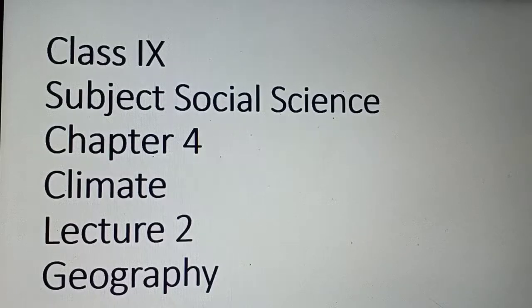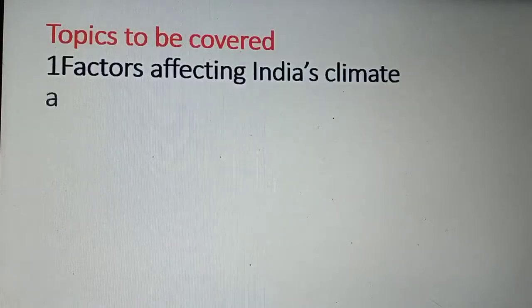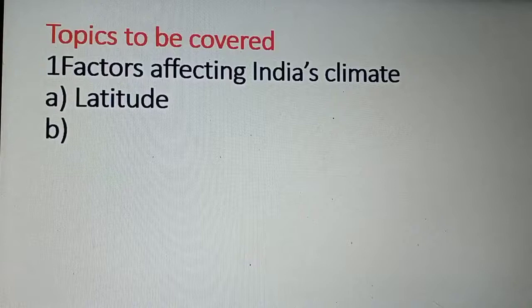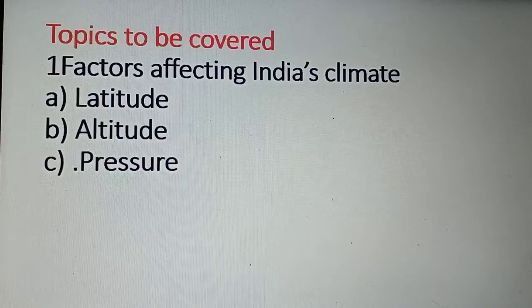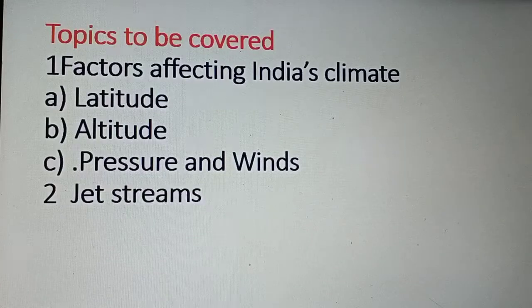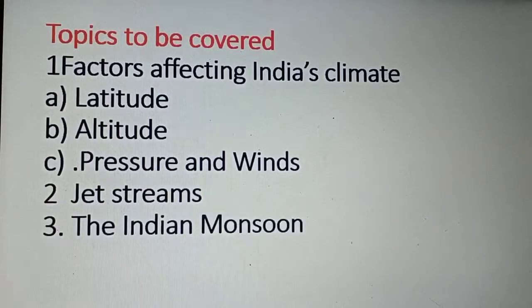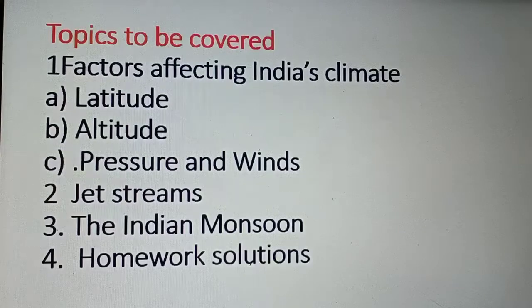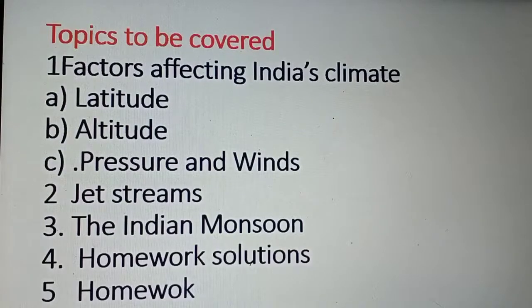In the chapter we will learn about the different seasons, and the different factors that affect climate and weather. Today we will cover some topics. Firstly, we will discuss factors affecting India's climate, such as latitude, altitude, and pressure and winds. After that, we will discuss jet streams, and then the Indian monsoon. And at last, we will solve some questions that I assigned in the previous lecture, and I will give some new questions.